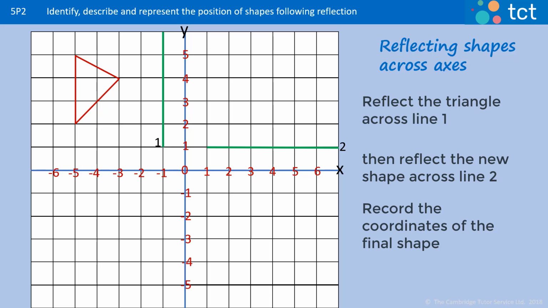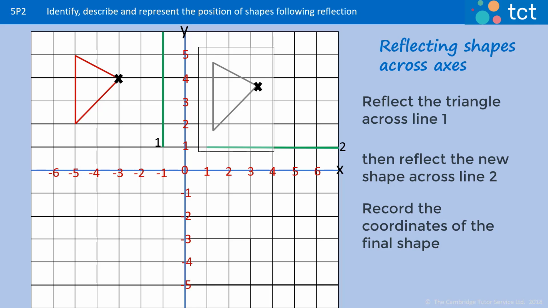The best way to do these is to use tracing paper. So we take a piece of tracing paper and we're going to trace over the triangle. Now we're going to take that piece of tracing paper and move it over to the other side. We're going to locate just one of those points. We don't have to worry about all of them, just one. And the best one to locate is the one nearest to the line of symmetry. We've located the same point on the shape that you've traced and on the original shape.